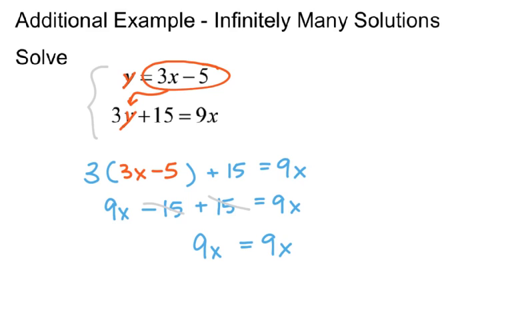And it's pretty easy for us to see here that these are exactly the same, but I could continue dividing both by 9 if I wanted. I have x equals x. So in this situation, we have an identity. And this means that they are the same equation. When you have the same equation, that means infinitely many solutions.